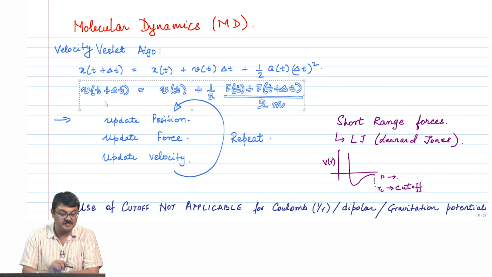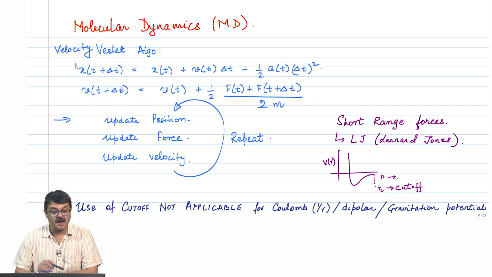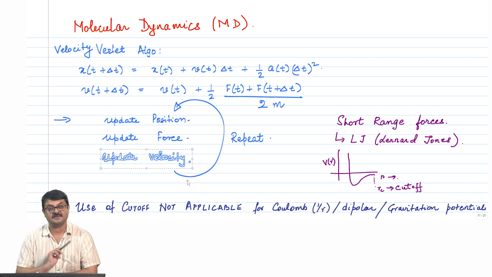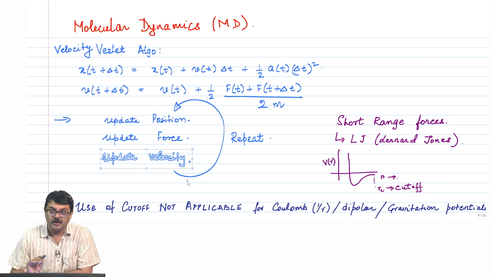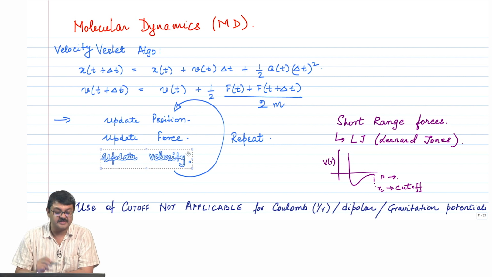As we discussed last time, the velocity at time t plus delta t depends upon the velocity at the previous time t, but interestingly it depends upon the force both at the previous time t and the present time t plus delta t. So, what one has to do is update the position like in this step, and then update the force as per the new position. So, that one gets F at t plus delta t, and then update the velocity, and this is repeated in this order.